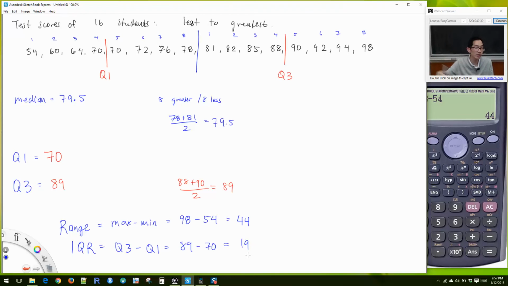Maybe someone else's class has test scores and the range is 30 and the IQR is 10. What does that mean? That means the other class had a smaller spread in scores. So maybe they were more concentrated around certain values or something like that.